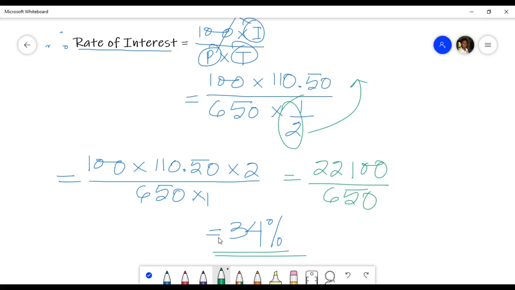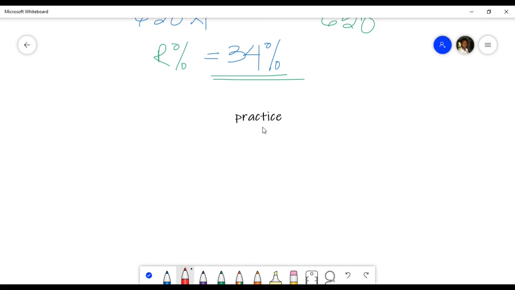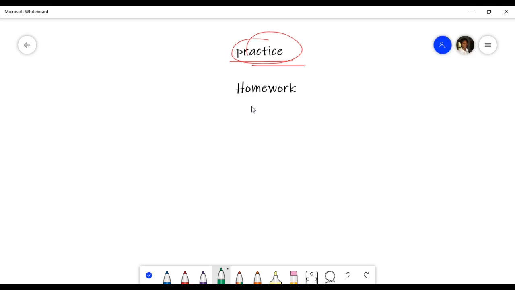These are two different ways how we find the rate of interest. I hope you have understood it. If you have not understood, you can just go back through the video and see again, and after you have seen it, just practice it yourself. Just try to do it by yourself.